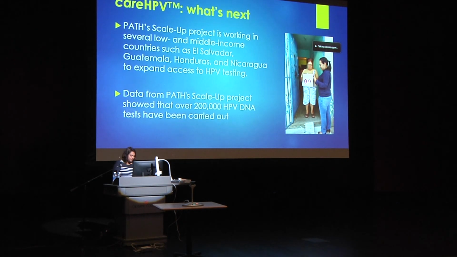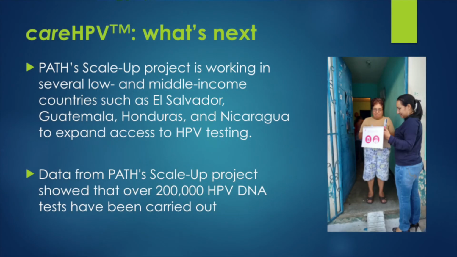So what's next? PATH is currently providing technical assistance to ministries of health in Central America to introduce and quickly scale up HPV testing for cervical cancer screenings into their public health programs. Self-sampling is the primary screening modality. Data from PATH's Scale-Up project recently showed that over 200,000 HPV DNA tests have been carried out. Success has been a result of receptive governments, enthusiastic healthcare workers, and the fact that self-sampling is in demand.